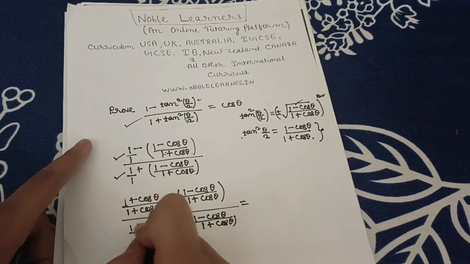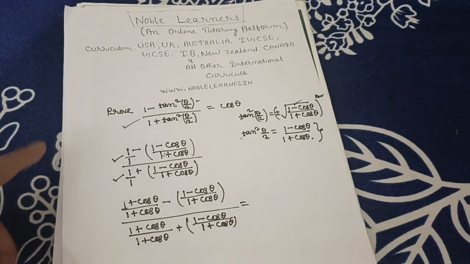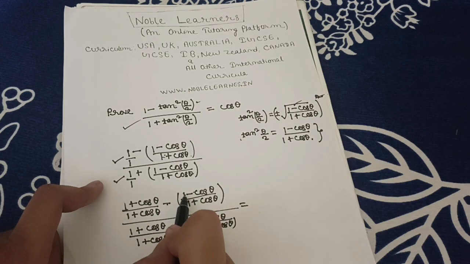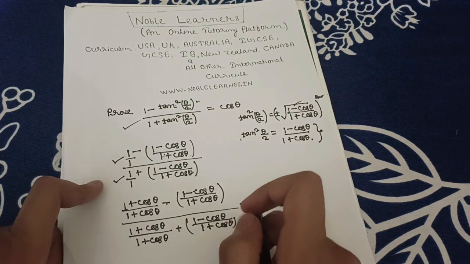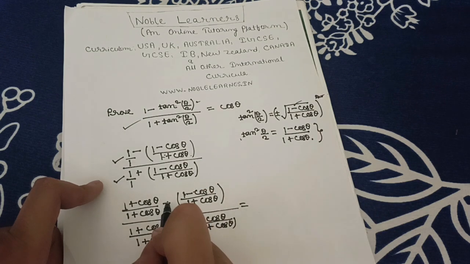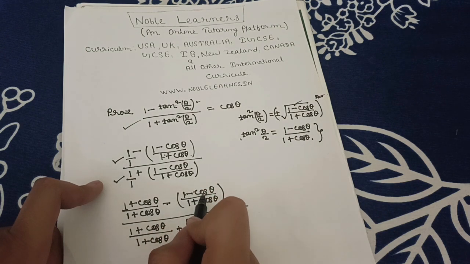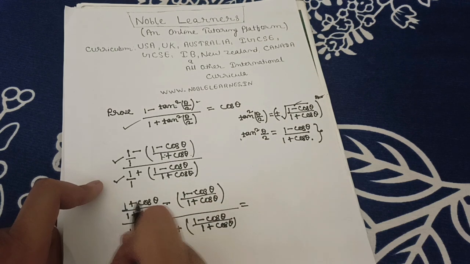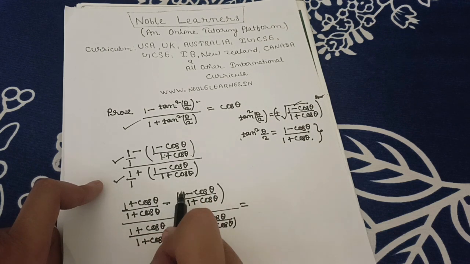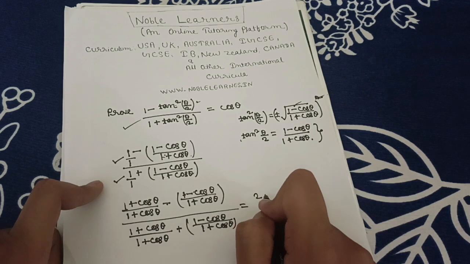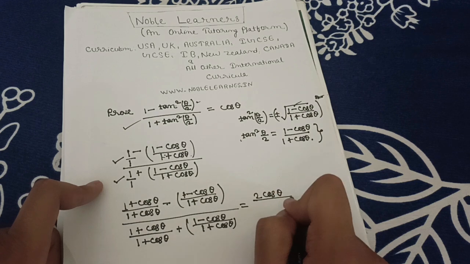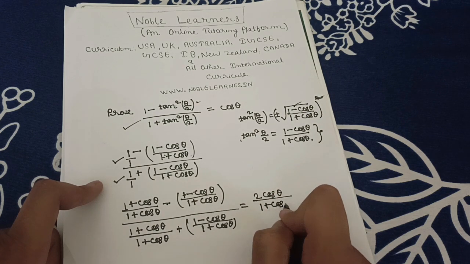Now since the denominators are the same, we could perform the addition and subtraction over here. Don't forget this minus sign. This minus sign would be distributed here also and here as well. So over here, since minus and minus will become a plus, that will become plus cosine theta, and this plus 1 and minus will become a minus 1. So 1 minus 1 will become 0 and cosine theta plus cosine theta is going to become 2 cosine theta. This is what you have to understand. And then you are going to write 1 plus cosine theta.